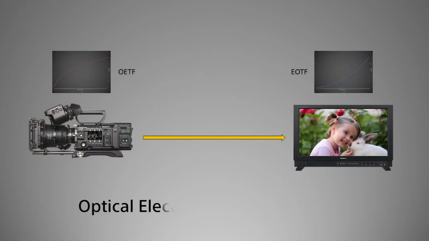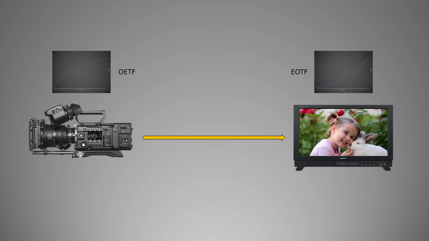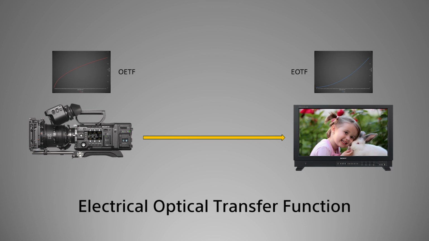When we want to describe the conversion from scene referred light to our signal, we'll call this an optical electrical transfer function, or OETF. If we're talking about gamma from the display side, then we're describing it as an electrical optical transfer function, or EOTF, the other side of the equation.